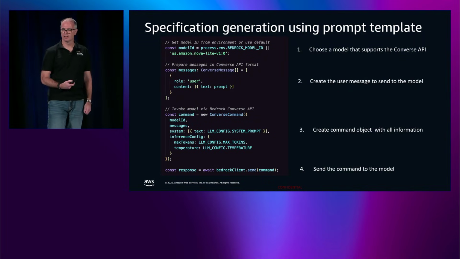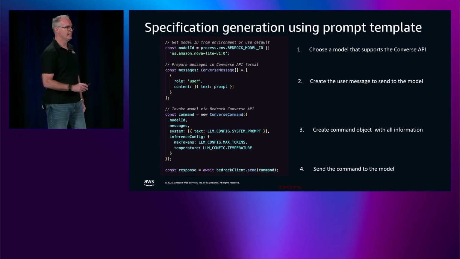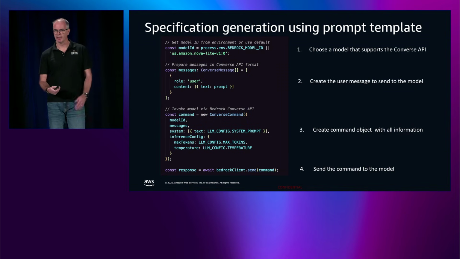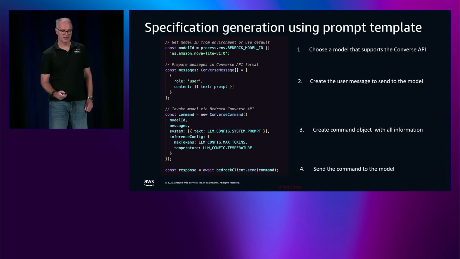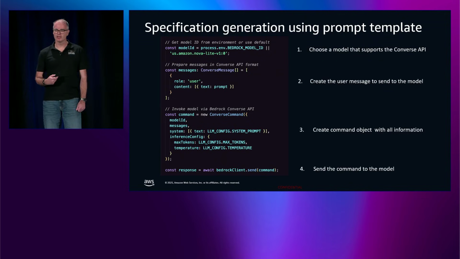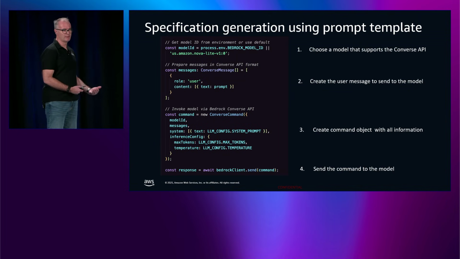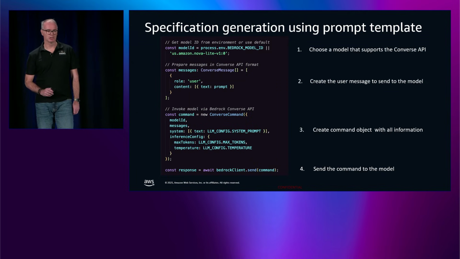And then we go and invoke the model in Bedrock, and this is using the Converse API. So it's a unified API that works for any model that supports messages. So this means that you can choose the most appropriate model, whether that's based on the specific task that you're trying to carry out. So you choose a model that supports the Converse API. You create the user message to send to the model. You create a command object with all that information, so the prompt, the model ID. You can also include parameters for inference, so you can tune attributes like temperature to control how creative the output is, and things like the maximum output, so the number of tokens that can be returned. And then we send the command to the model.